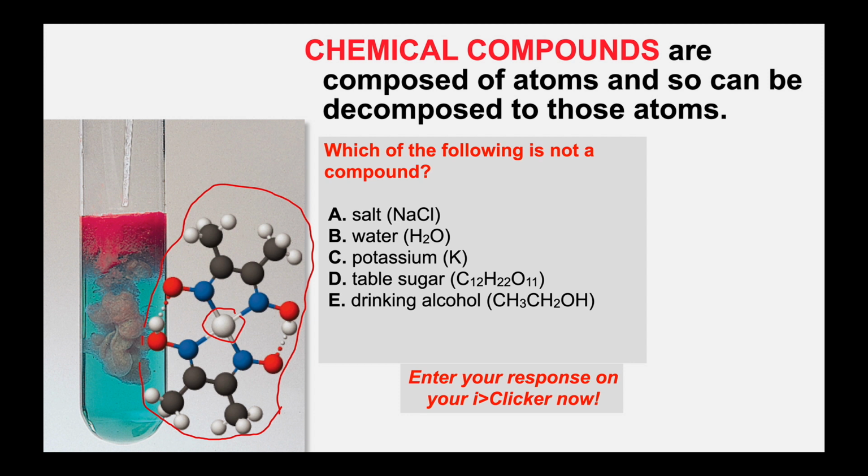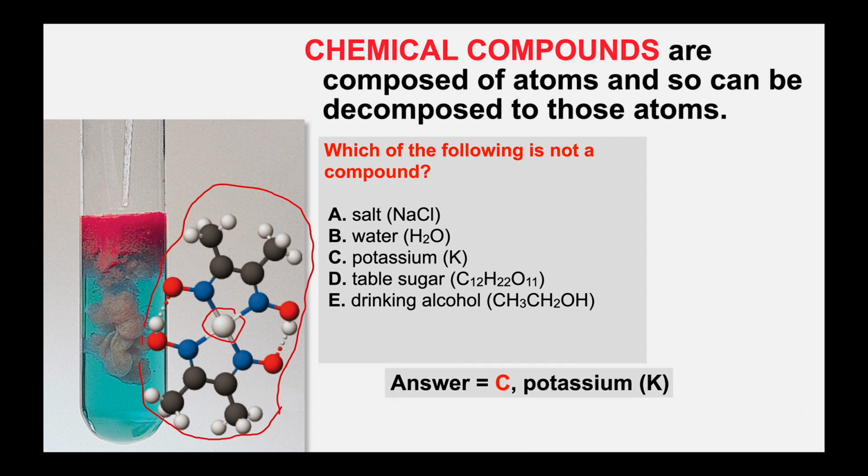That's a compound. But if you look at the next one, potassium, potassium has only 1 type of element, potassium, which is K. Potassium is an element. It's one of the pieces on the periodic table, and there's nothing else with the potassium. So potassium is not a compound, all right? It's an element on the periodic table, but it's not a compound. The next 2 examples, table sugar and drinking alcohol, both have carbon, hydrogen, and oxygen. So those would also be compounds. Only potassium has just 1 element. So that's why potassium is not a compound, it's an element.